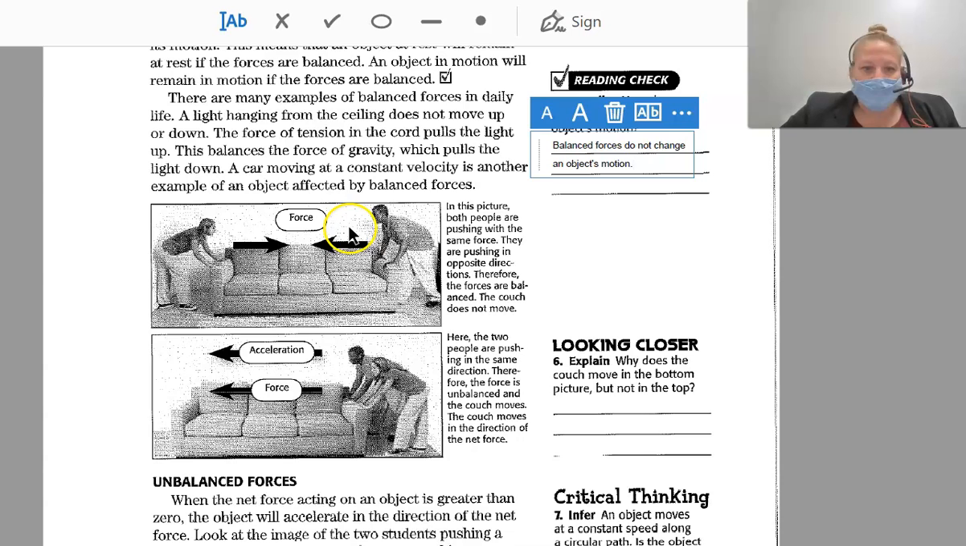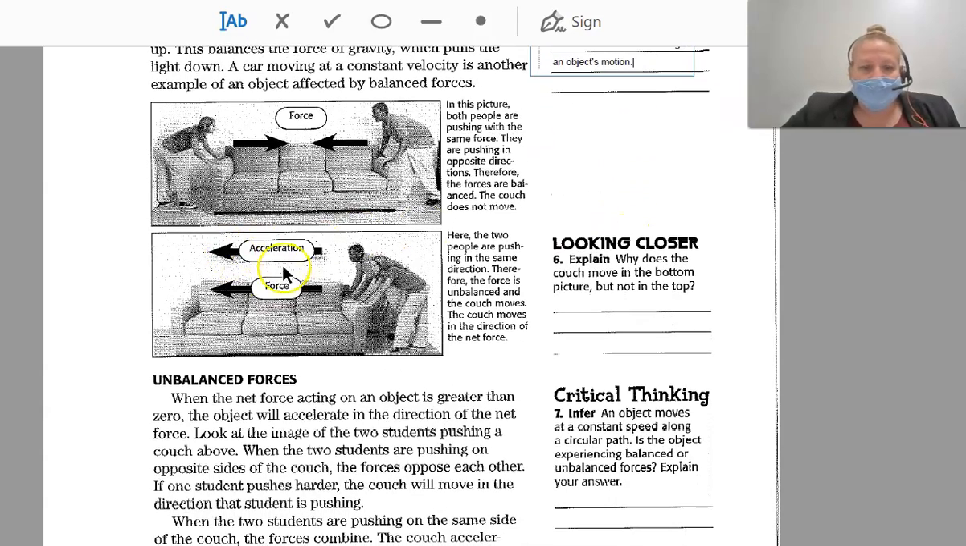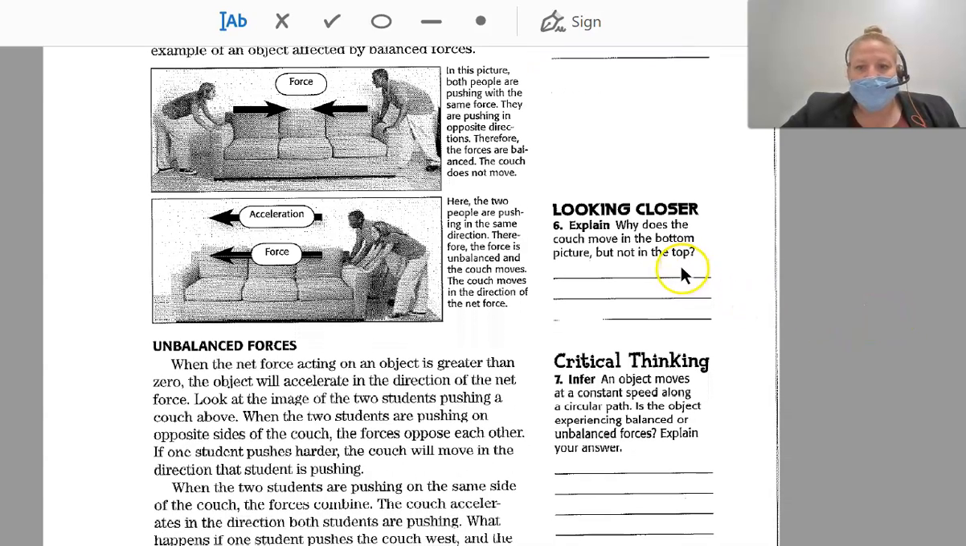So let's look at this. In this picture, both people are pushing with the same force. They are pushing in opposite directions. Therefore, the forces are balanced and the couch does not move. In this picture, they're both on one side. So here the two people are pushing in the same direction. Therefore, the force is unbalanced and the couch moves. The couch moves in the direction of the net force. Okay, question 6. Explain why the couch moves in the bottom picture but not in the picture on the top.